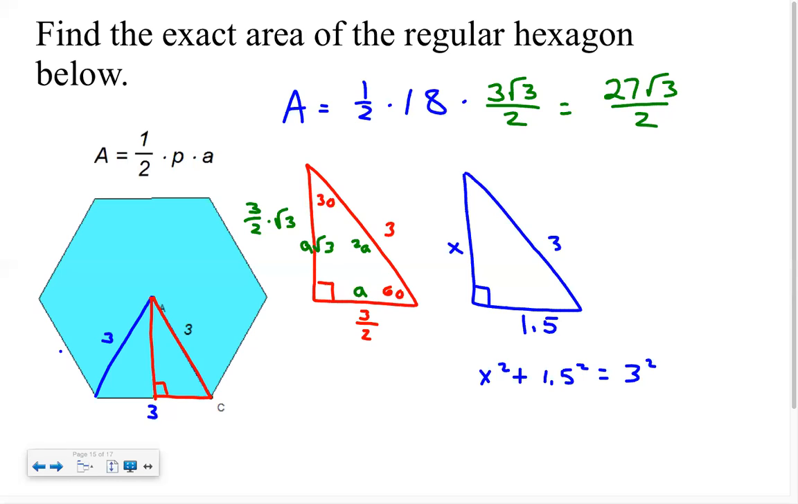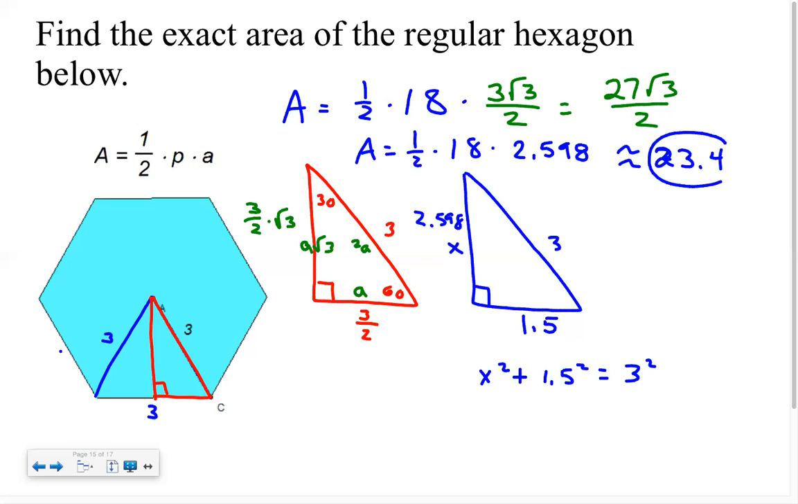So my apothem is 2.598. If I wanted to figure out the area, area equals 1/2 times 18 times 2.598. Plug that in my calculator. I get, to the nearest tenth, because a lot of times you do the tenth, about 23.4.